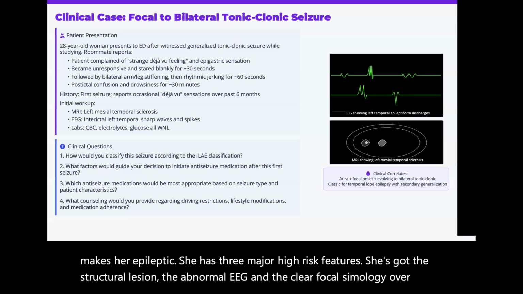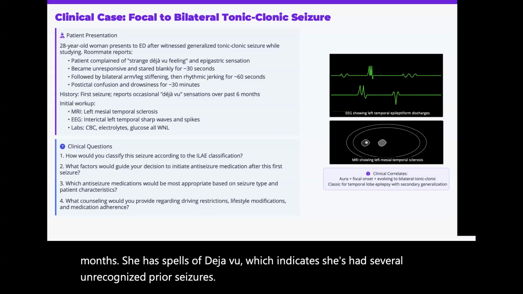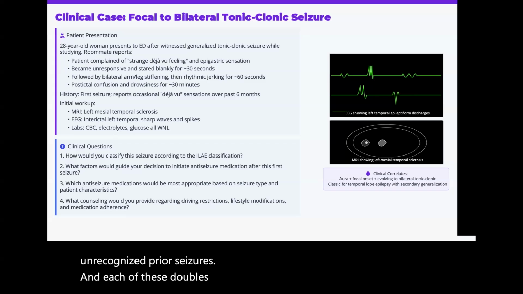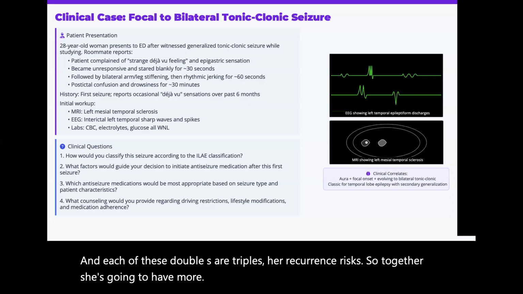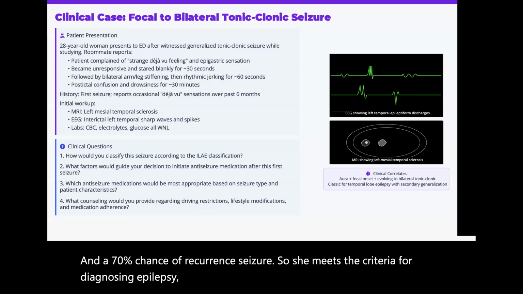She has spells of déjà vu, which indicates she's had several unrecognized prior seizures. Each of these doubles or triples her recurrence risk. So together, she's going to have more than a 70% chance of recurrent seizure. So she meets the criteria for diagnosing epilepsy, not first seizure. And so that's the patient that does get treated with medication.